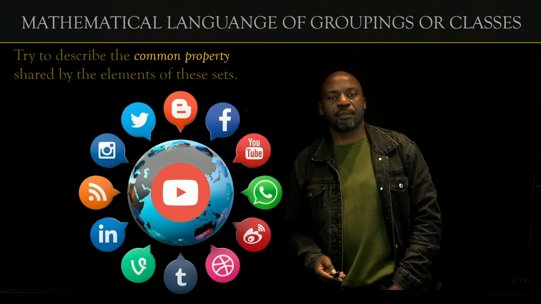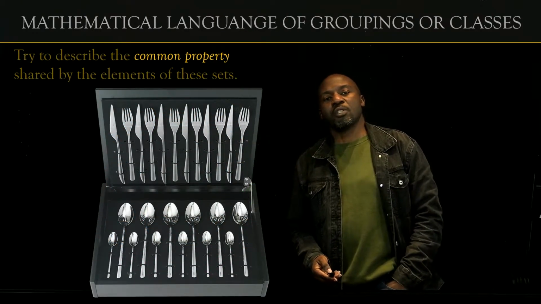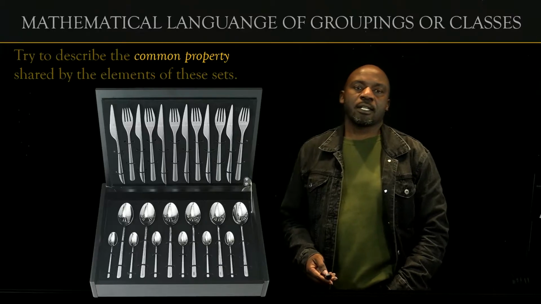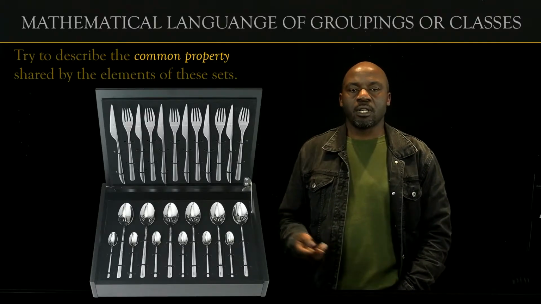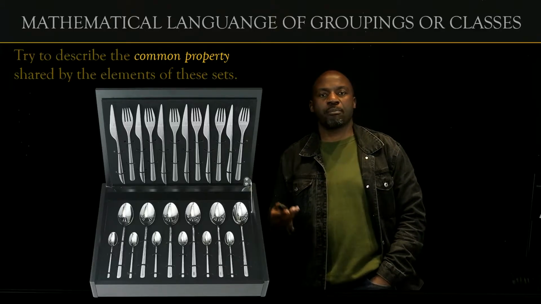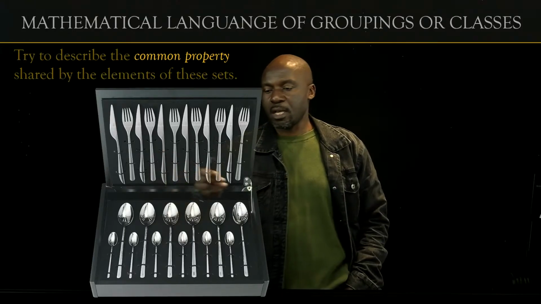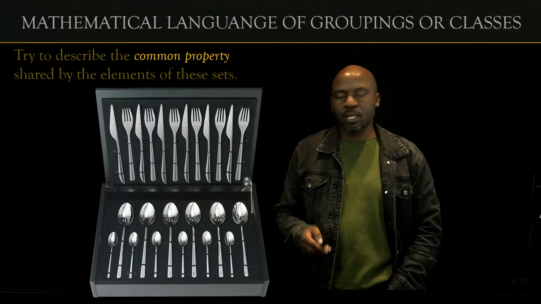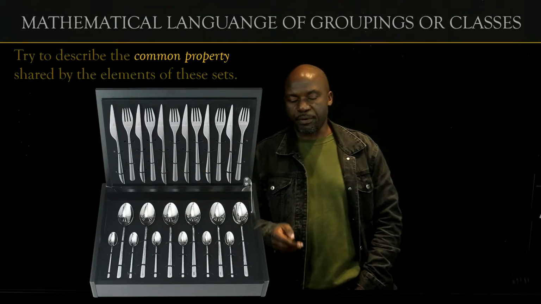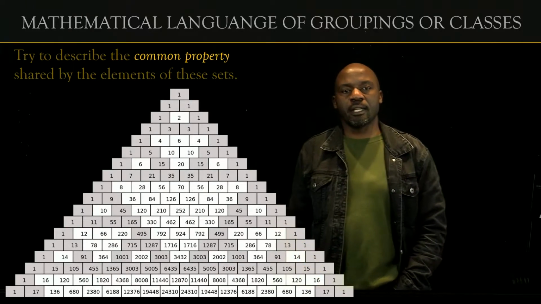Okay, you could think of something else, but that's one of them. And what about this one? You could say these are cutlery, related to food, related to a table, and so on. So basically, any property that each of these elements or objects share would be referred to as a common property, right?